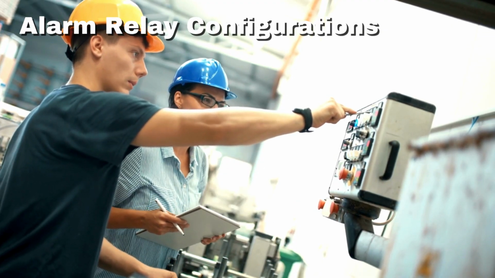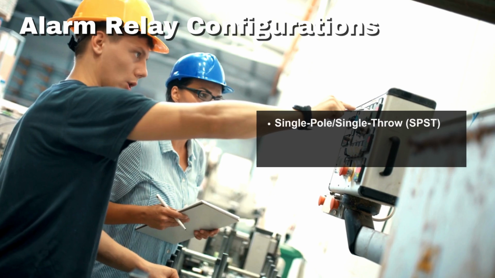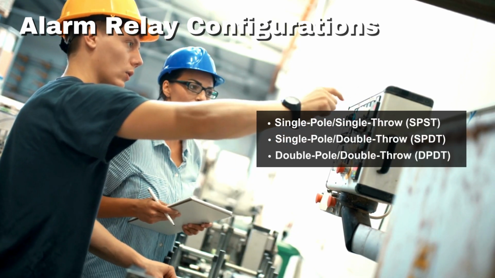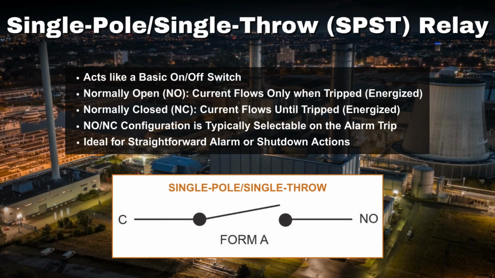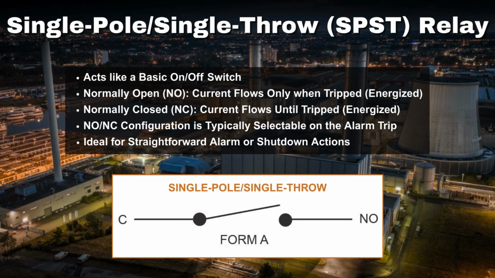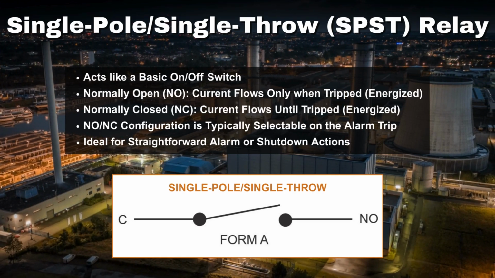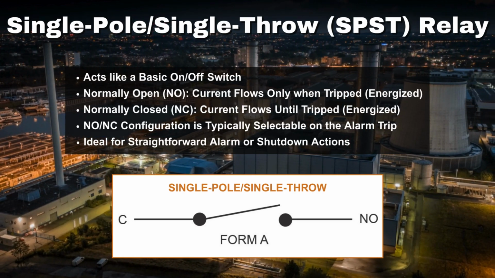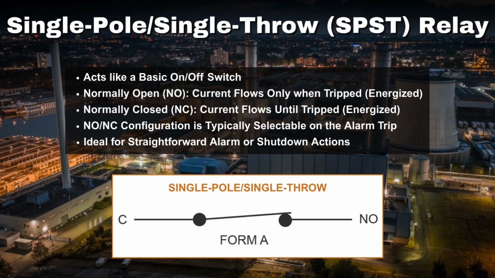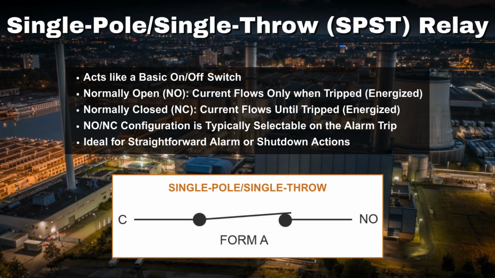Now let's look at the most common alarm relay configurations: single pole, single throw, single pole, double throw, and double pole, double throw. A single pole, single throw relay is the simplest type. It has one input, or pole, and one output path, or throw. Think of it like a basic on-off switch. When the relay energizes, the contact either closes or opens depending on how it's configured.